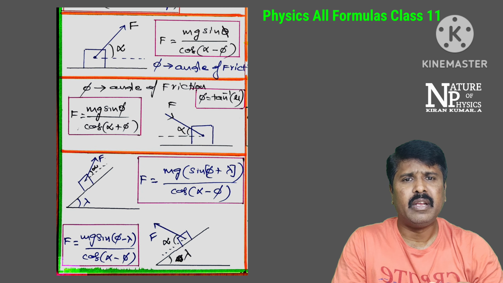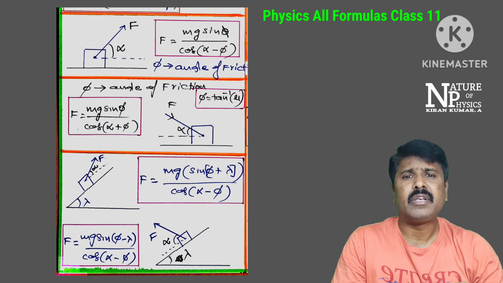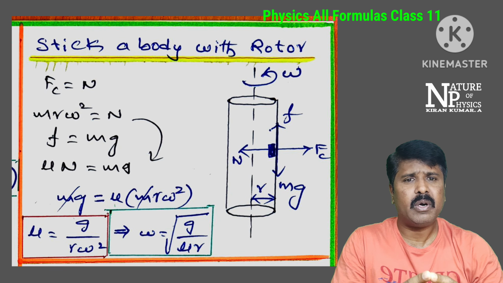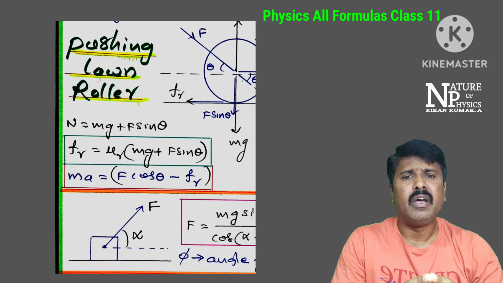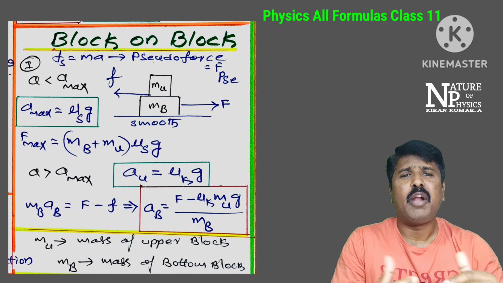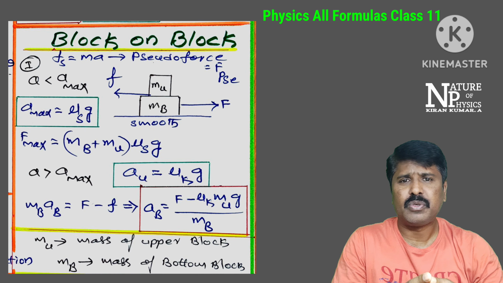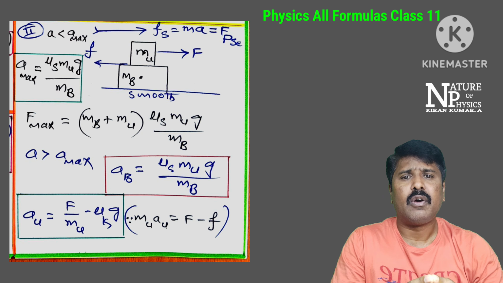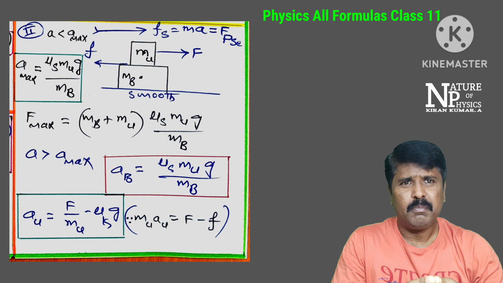And then continuation, next one is applications, that is pulling force and pushing force on the blocks on the horizontal and also on the inclined plane given, a body stuck with the roller also clearly given, coefficient of friction we got, and also angular velocity, and block on block, 2 cases are there, student. Okay, force on the bottom block and also force on the top block also clearly given. Different cases, acceleration of the upper block and acceleration of the bottom block.